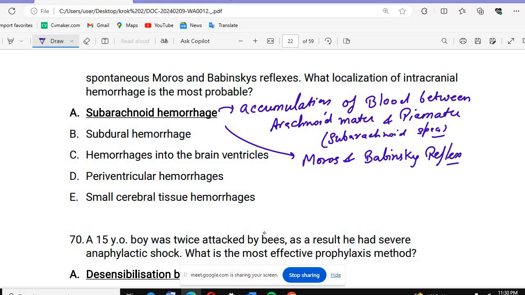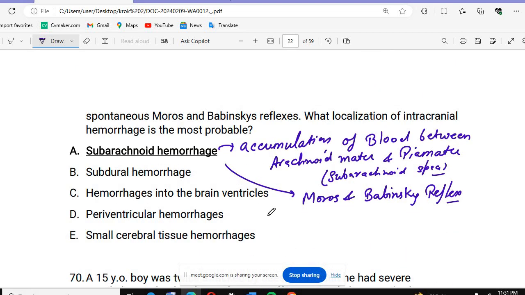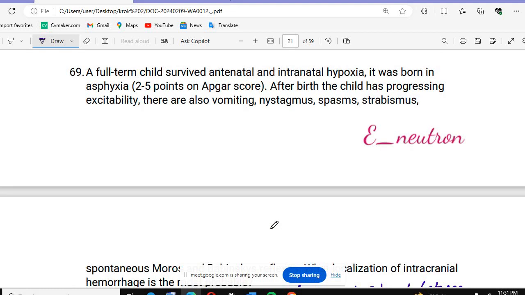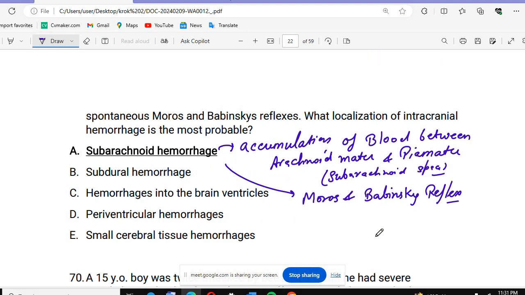Tomorrow we will discuss all these hemorrhages again: subarachnoid hemorrhage and epidural hemorrhage. In epidural we will see a lucid interval. For now just remember, if you get Moro or Babinski reflex along with birth trauma, and due to trauma there is accumulation of blood in the subarachnoid space, we get symptoms like excitability, nystagmus, and spontaneous Moro and Babinski reflexes. That is the condition, subarachnoid hemorrhage.